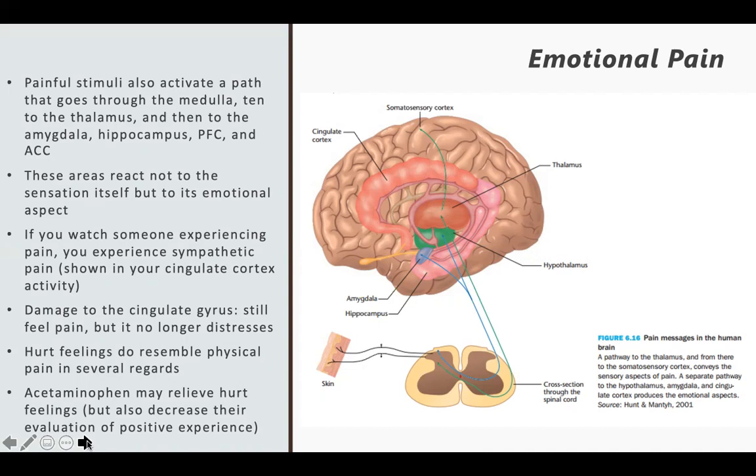But the downside of taking this pill is that people also decrease their evaluation of positive experiences. So when under the influence of acetaminophen, the bad experiences are not as bad, but the good experiences are also not as good.